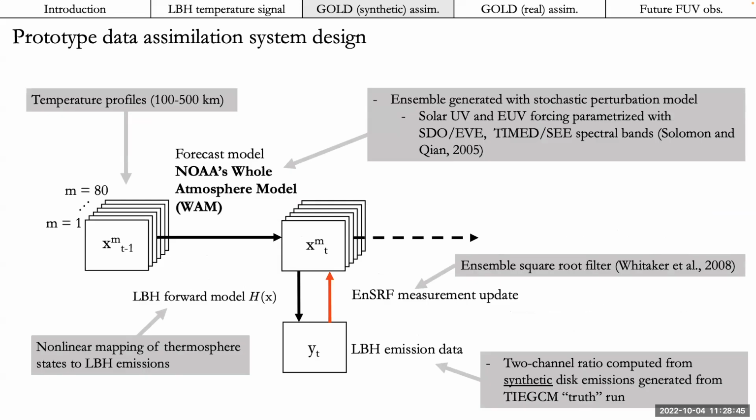To test the feasibility of assimilating the GOLD radiances, a prototype ensemble data assimilation system was constructed as follows, and I'll start at the top left and work clockwise. Our updated states are temperature profiles from 100 to 500 kilometers over the disk viewed by GOLD. We use an ensemble of model forecasts and predicted observations to compute the covariance that determines the relationship between the temperature at each pressure level and the top of the atmosphere radiance. WAM is the forecast model. The forecast ensemble is generated with a stochastic perturbation model based on SDO EVE and TIMED SEE spectral bands defined in Solomon 2005. An ensemble square root filter is used for the assimilation. The assimilated observations in this study are two-channel ratios computed from synthetic GOLD observations generated from, in this case, a TIE-GCM truth run.